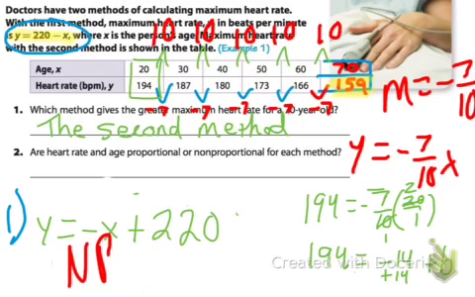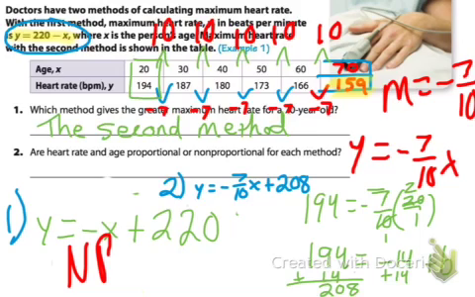So 194 equals -14. No, it doesn't, so we have to add our y-intercept. Add 14 to get it by itself. Add 14, and we get 208. So our equation for method 2, let's write that in here. So method 2's equation is y equals -7/10 x plus 208.